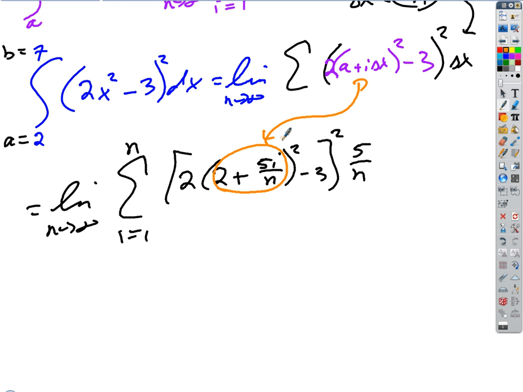Okay, that's a pretty horrible one. And once again, I'm not going to make you do that. We could though, couldn't we? If I squared this out and distributed it, it's going to be pretty ugly.